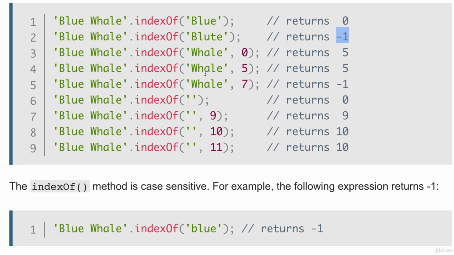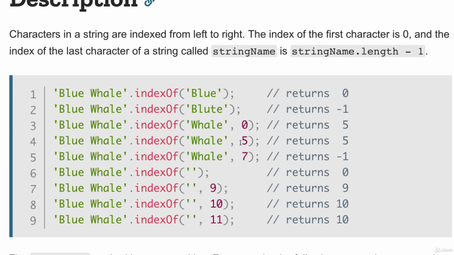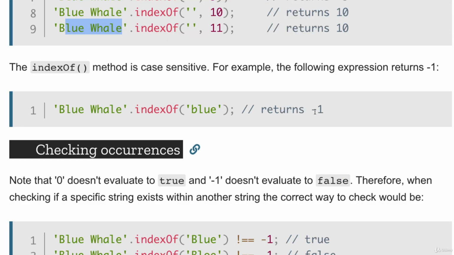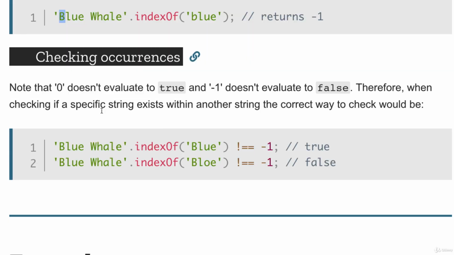If we're looking at whale, comma 5, we're also going to be returned back 5. So this is a parameter that you can pass in, because the whale is starting at 5. But if we start at 7, then we're going to get a -1 because it's not going to be able to find that within the string. And here's another example of checking to see if blue is contained. And notice that it is case sensitive. So blue lowercase is not the same as blue uppercase. So it's going to be returning back a -1.